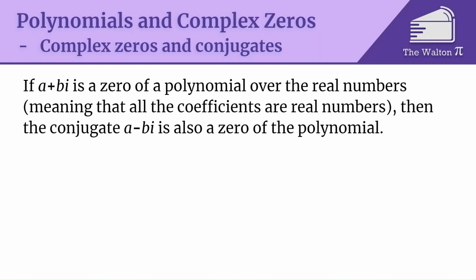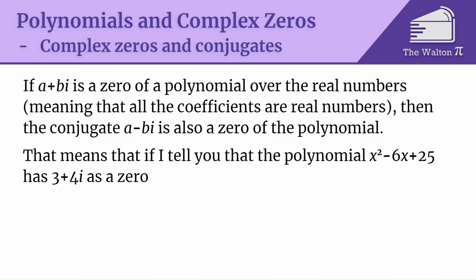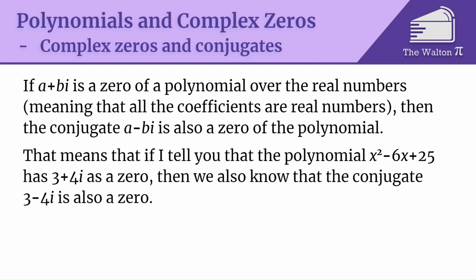And the reason for that is if a + bi is a zero of a polynomial over the real numbers, meaning all the coefficients are real numbers, then its conjugate is also a zero of the polynomial. It turns out that that has to be the case. Otherwise, you're not going to only have real numbers as the coefficients of the polynomial. So if I tell you that the polynomial x^2 - 6x + 25 has 3 + 4i as a zero, you can immediately tell me that the conjugate 3 - 4i is also going to be a zero of the polynomial.